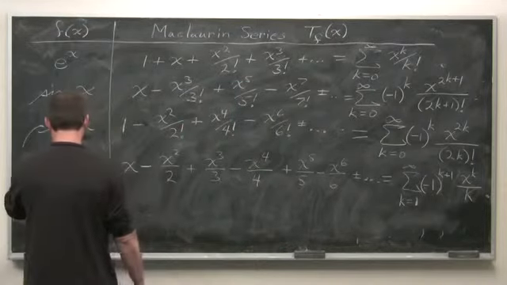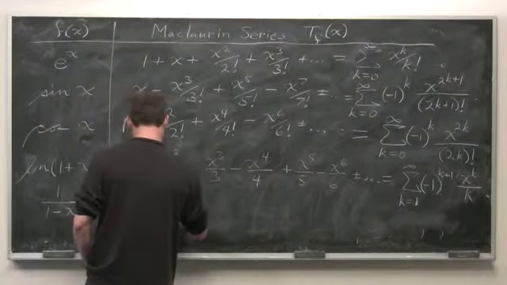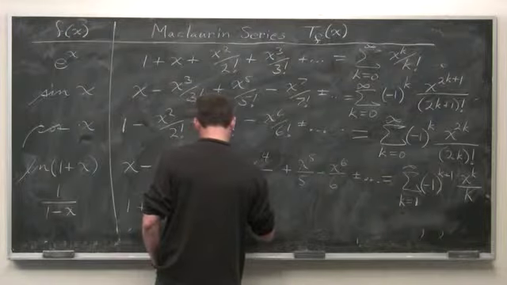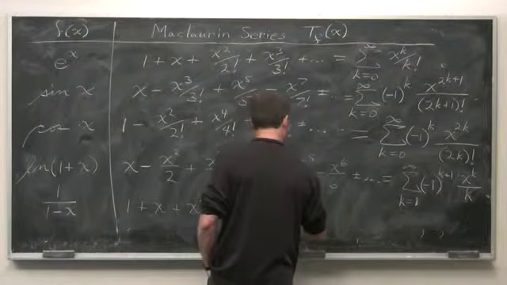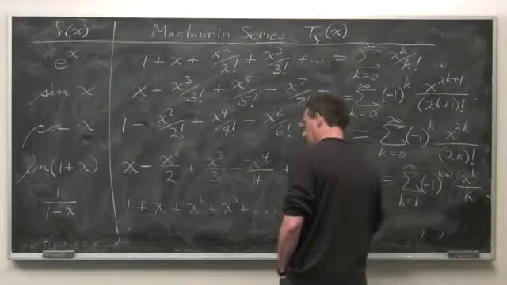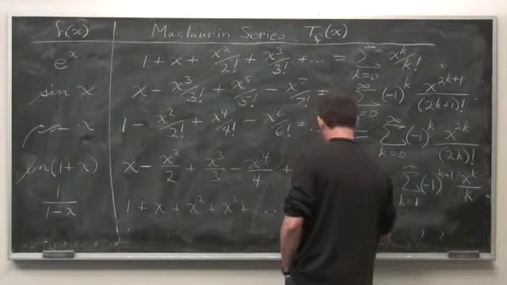And finally, 1 over 1 minus x, you'll get 1 plus x plus x squared plus x cubed plus ... And it just keeps going. What is that? That's the sum as k goes from 0 to infinity of x to the k.